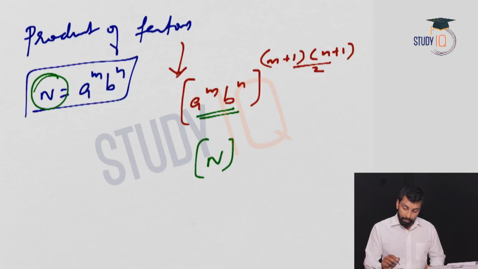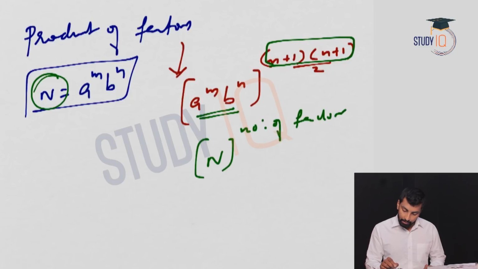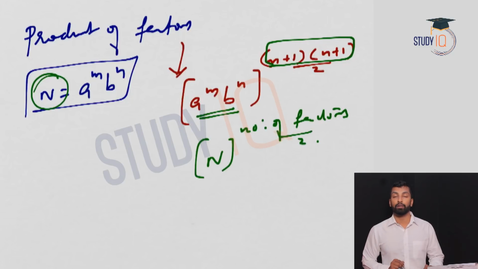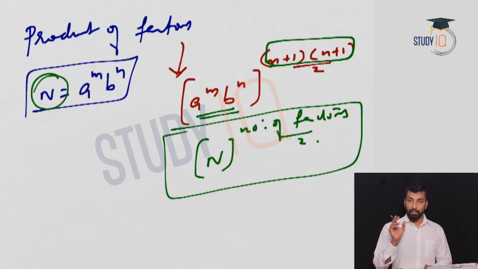Then what is this power? What is this m plus 1 and n plus 1? That is nothing but the number of factors. We have just seen that, right? So n raised to number of factors by 2. That's the product of factors. Very simple. The number which is given raised to number of factors by 2.